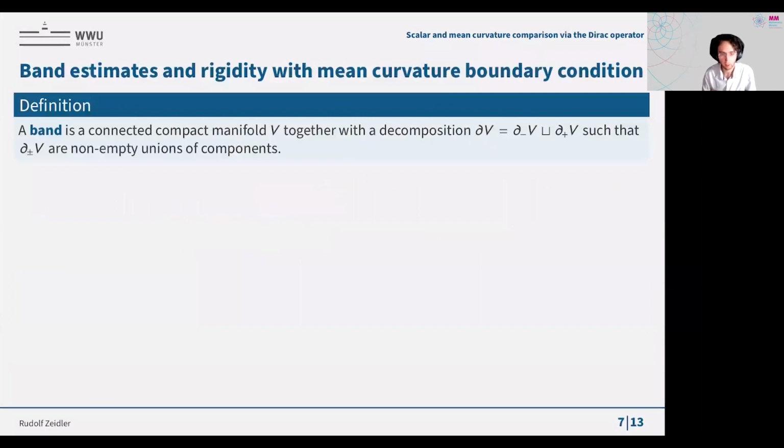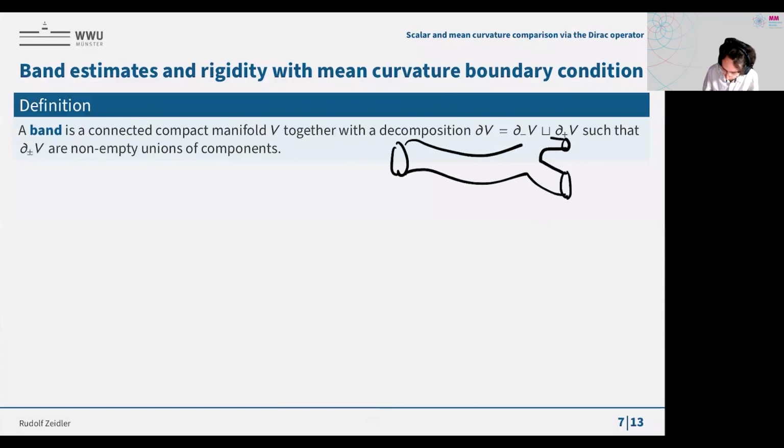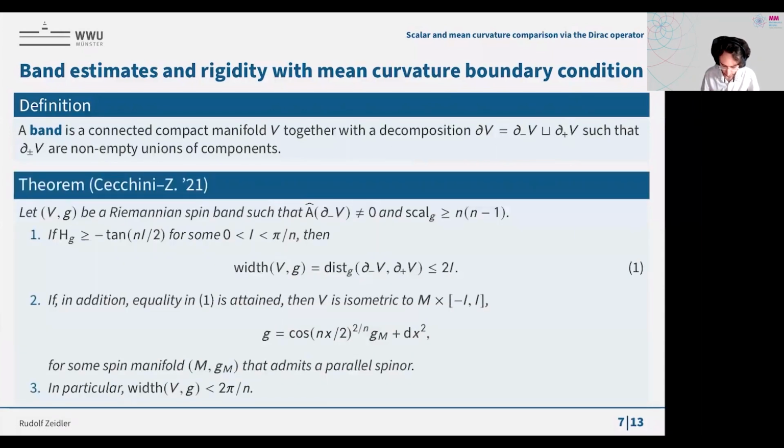I'll give you a slightly more general version of this conjecture now in this result. Let's say we work with a so-called band, which is a compact manifold together with a decomposition of the boundary into two parts, which are non-empty unions of components. So this could be something like this. And this is actually the most natural kind of thing where you would try to state this kind of conjecture. And our statement is that now we can bring the mean curvature into play in the following way.